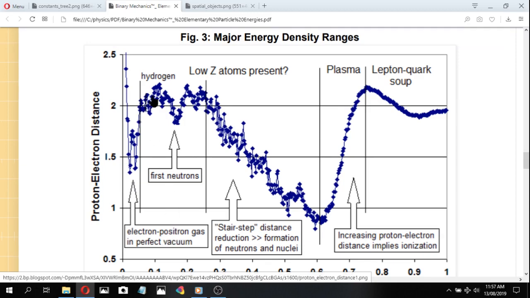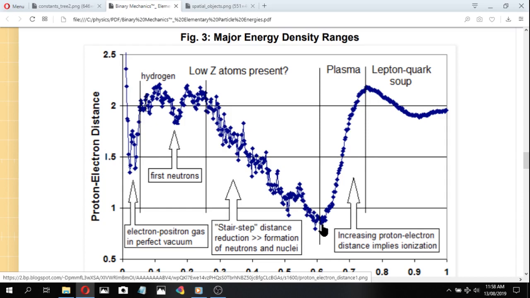As we increase the density in the system, we start to see probably low Z atoms, including hydrogen, and this little dip might be the first neutrons, which other data indicates that about that threshold of energy density, we start to see neutrons. And then this very interesting stair-step decrease in distance between the proton and electron elements in the simulated space, which may indicate formation of neutrons and higher Z nuclei.